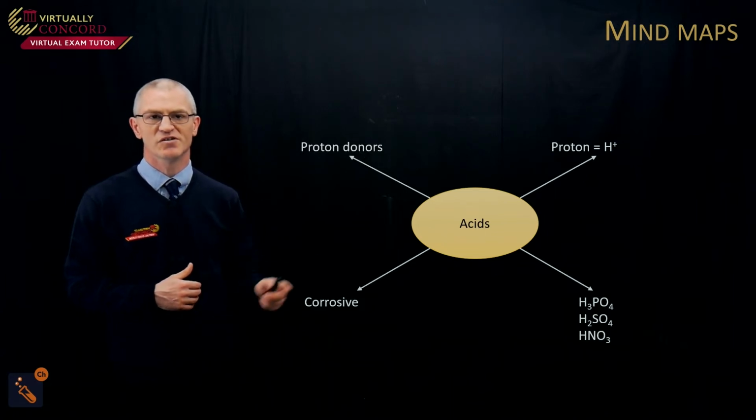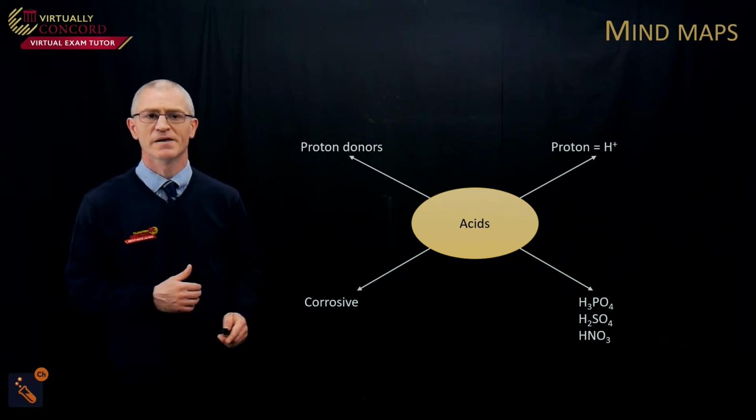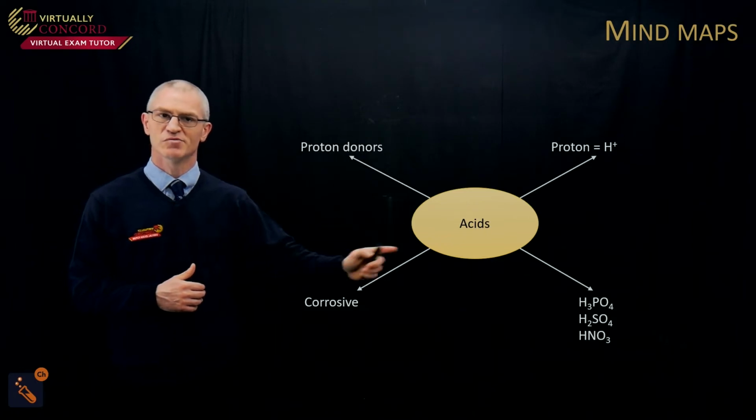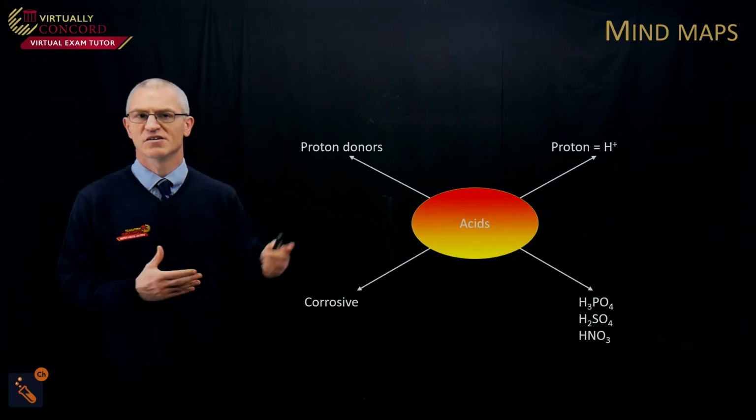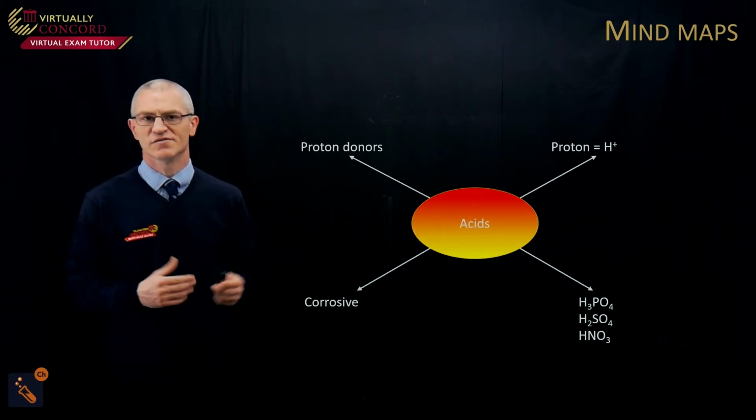So we've got a simple one on acids here, just as an example. And let's just say I wanted to make this more memorable. Well, I'm going to do something memorable with colours. So acids go red, orange, and yellow in universal indicator.